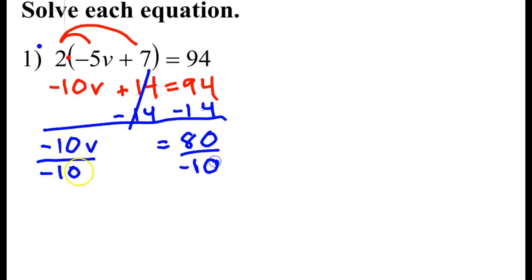Okay, as I mentioned before, this is all just review. Negative 10 divided by negative 10 is positive 1.